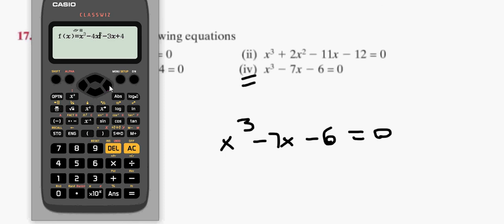No x there, so leave that out. Okay, 7x. And I'll go for the minus 6. And you put in your minus 10 to plus 10 again, the same thing. Now look for the zeros on the right hand side. Got one there. Minus 2 is one of them.